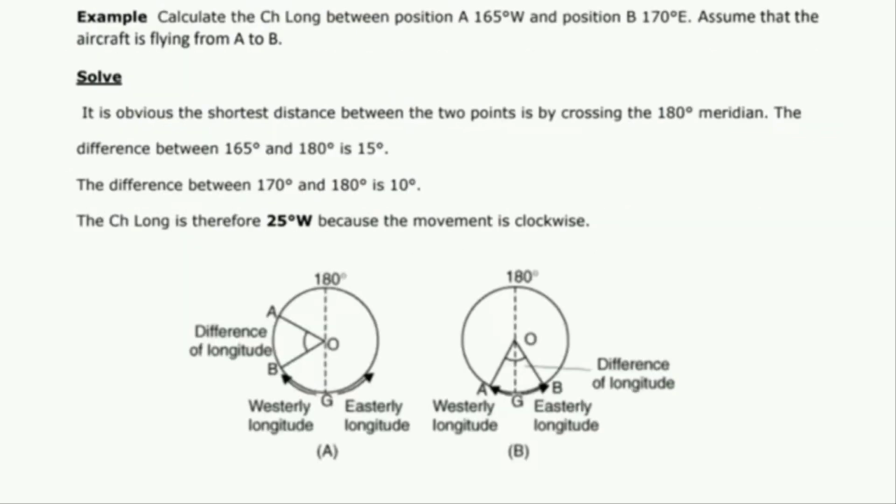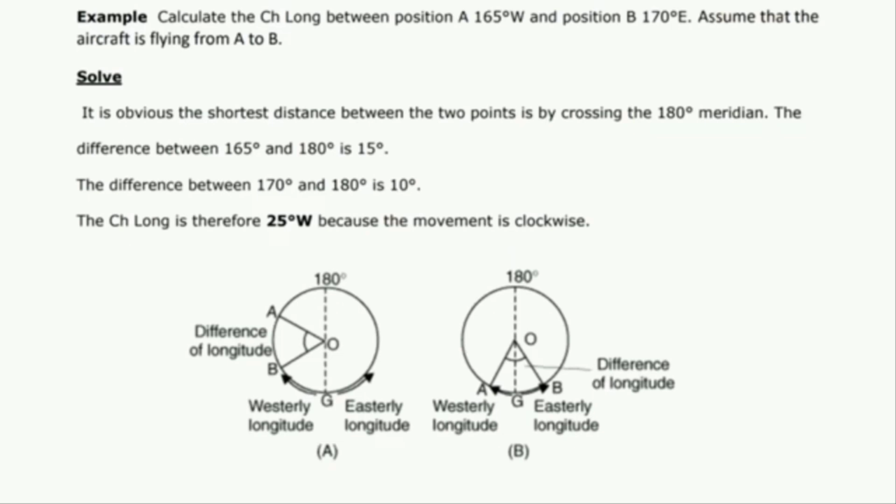Now we will look at another example of D long. Calculate the CH long between position A 165 degree west and position B 170 degree east, assuming that the aircraft is flying from A to B. In this case, position A is 165 degree west from the prime meridian and point B is 170 degree east from the prime meridian. So the shortest distance between them will be crossing the 180 degree meridian.